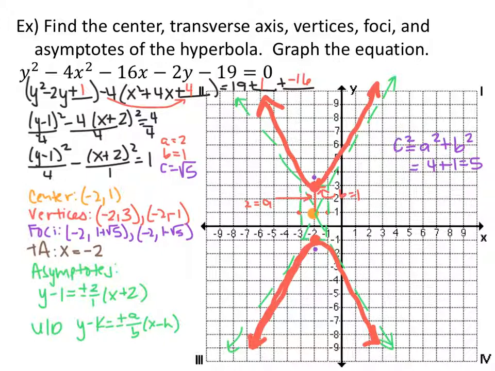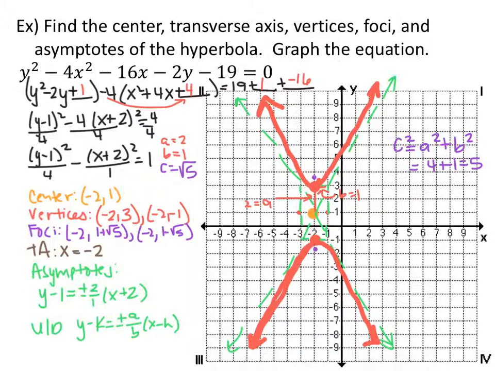My foci, I found c squared equals a squared plus b squared, so 4 plus 1, which is 5, which means c is root 5. So I'm going to go up and down root 5, so 1 plus root 5 and 1 minus root 5, which is a little bit over 2. So there are my two foci. Again, your foci always need to be inside your hyperbolas.